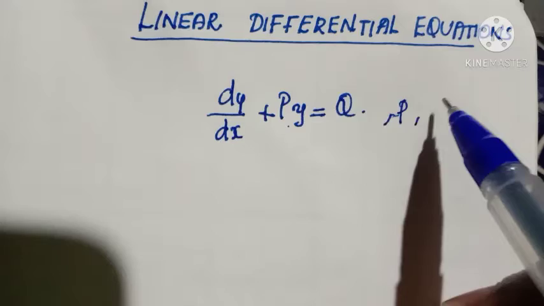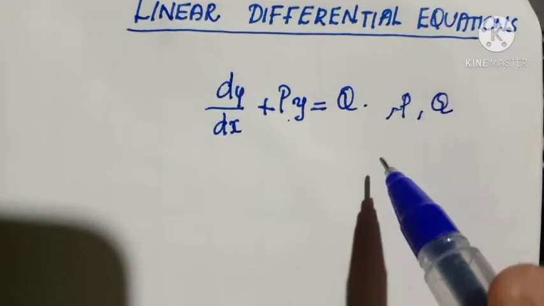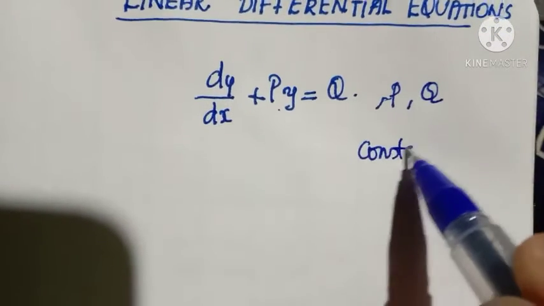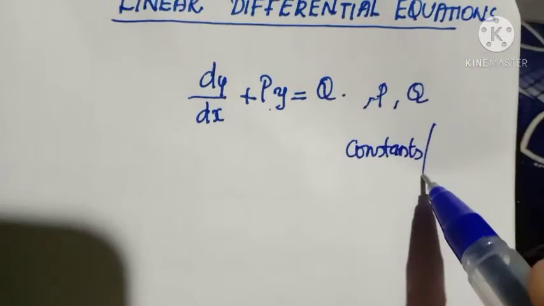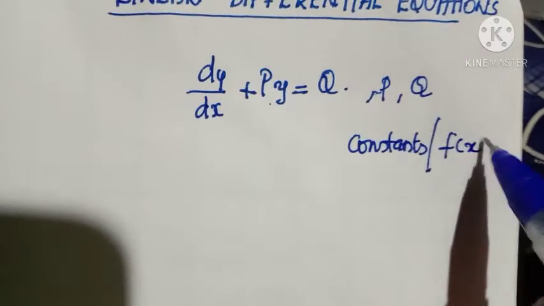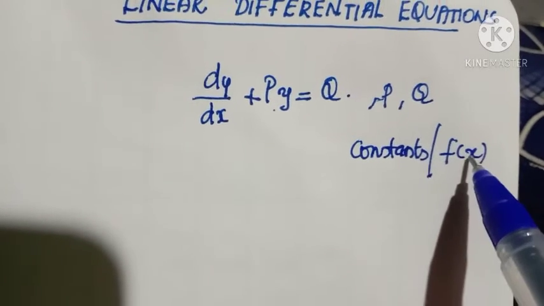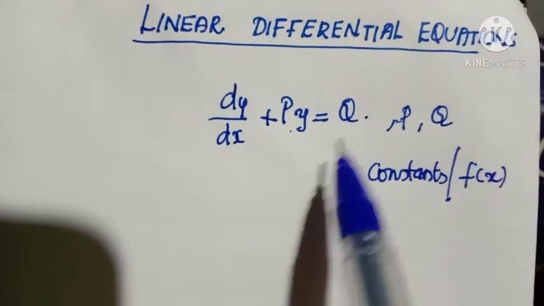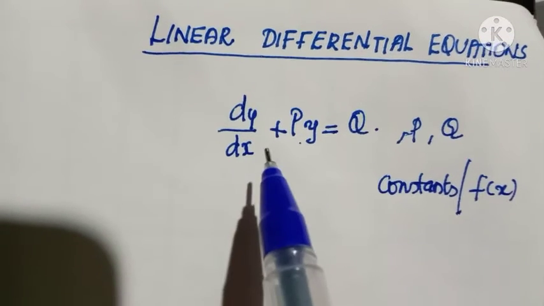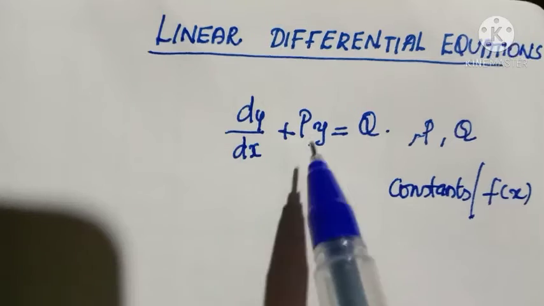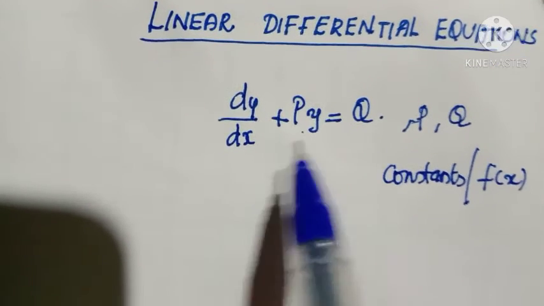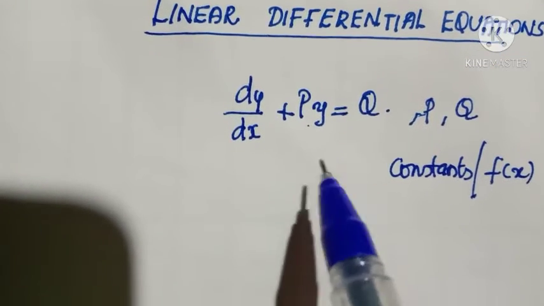Here p and q are either constants or functions of x. This type of equation is called a first order linear differential equation.